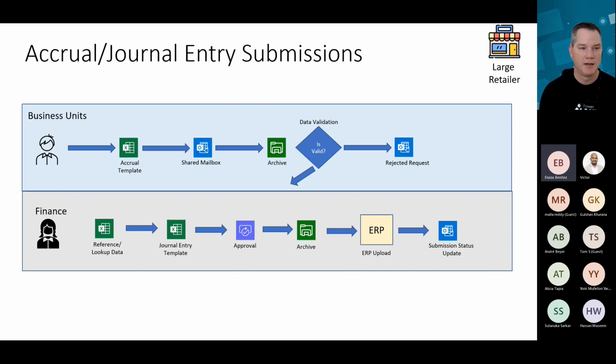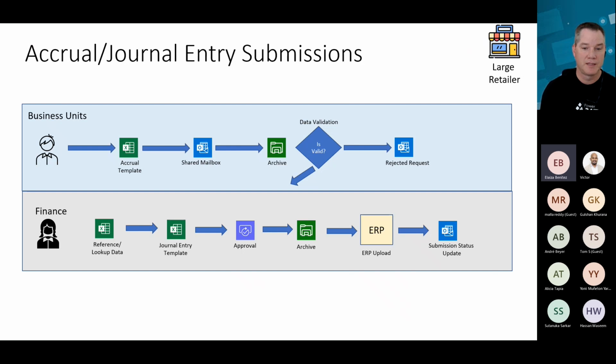So a large retailer, and it's a pretty big company, and they've got various business units, and every month they need to go through a journal entry submission process where they need to provide accruals. Every big company goes through some process like this. And so what they historically did was fill out an accrual template. They would send it to a shared mailbox. And then the RPA bot would go into the archive, or make sure there's an archive of that file, do some data validation, some checksums, and then send it off for an approval.